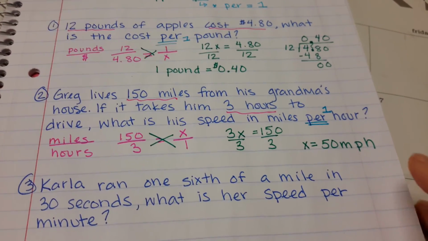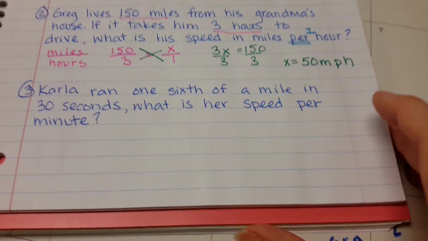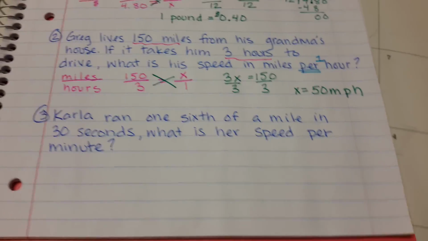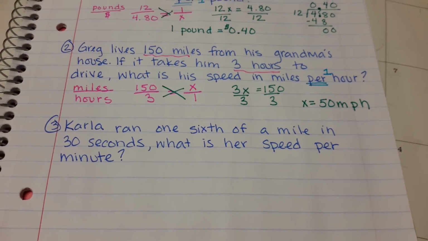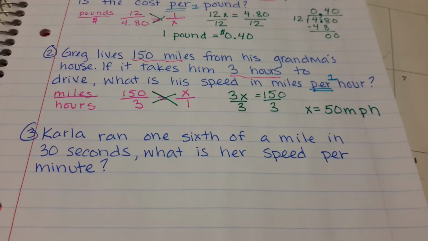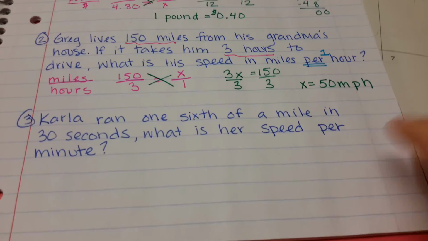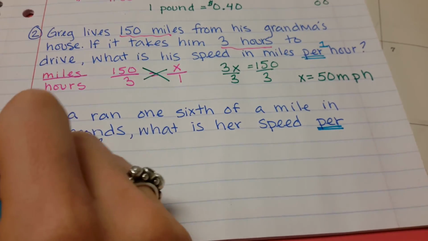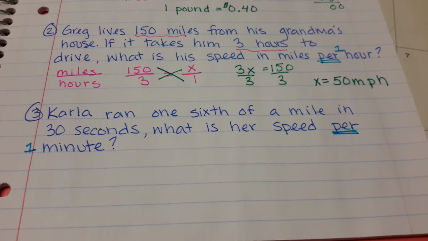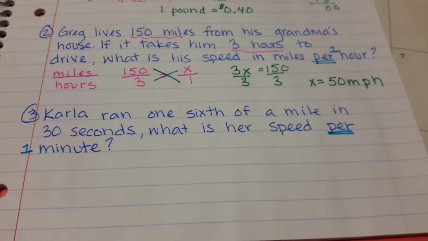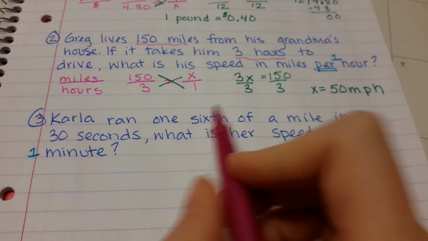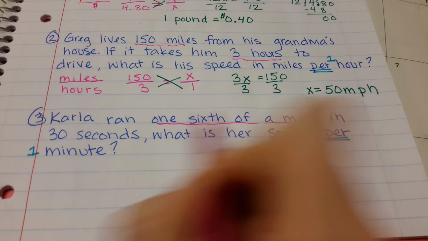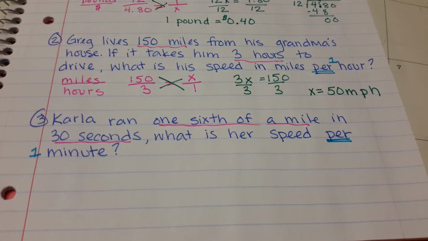And we have one more example. This one's a little bit harder. Carla ran 1/6 of a mile in 30 seconds. What is her speed per minute? Per means in 1 minute. So let's go ahead, let's find our ratio. 1/6 of a mile in 30 seconds.